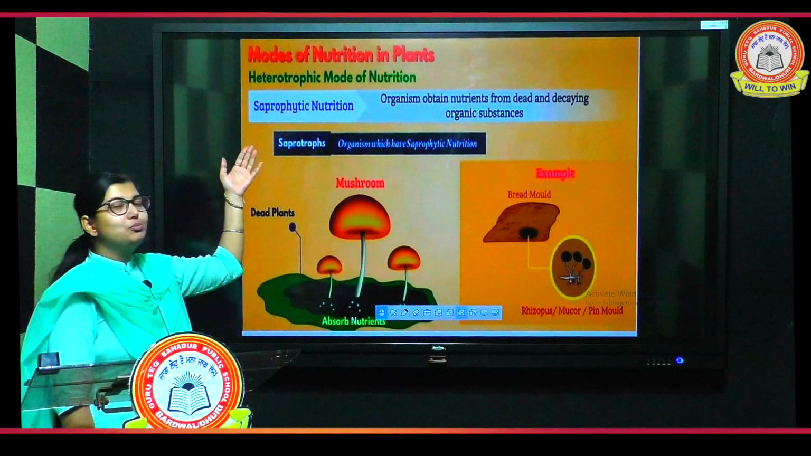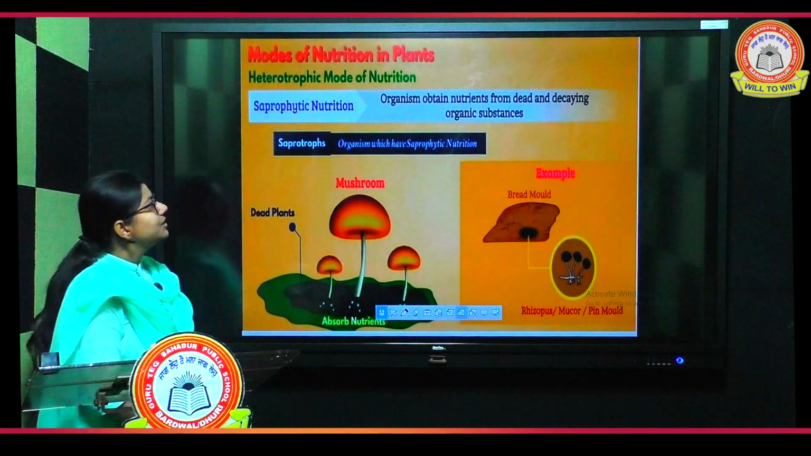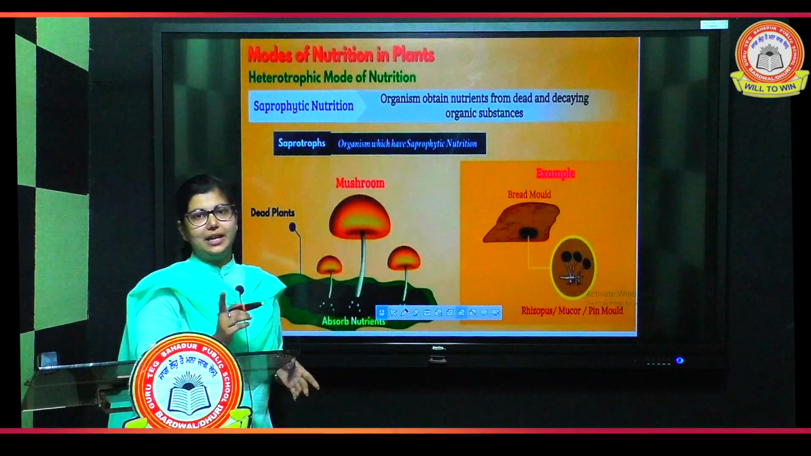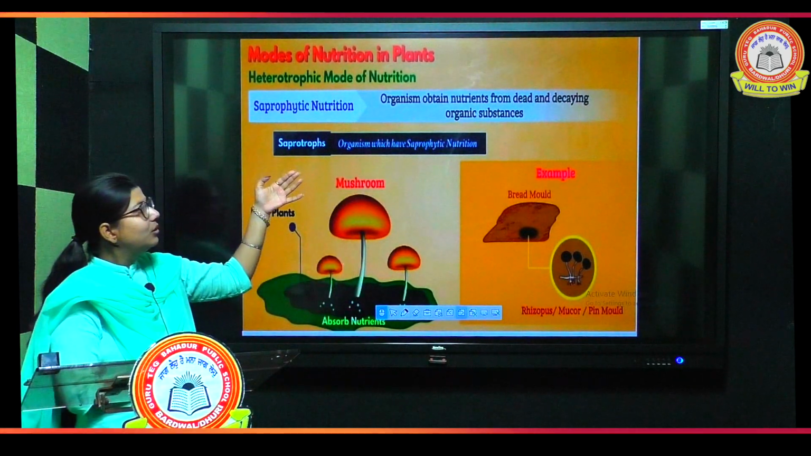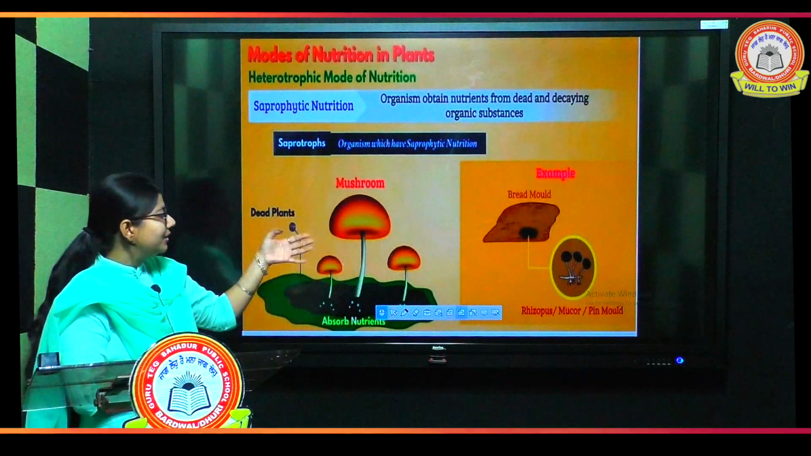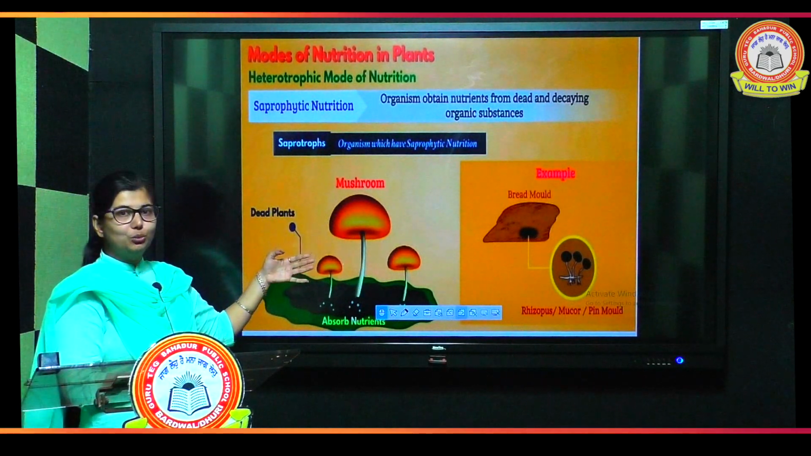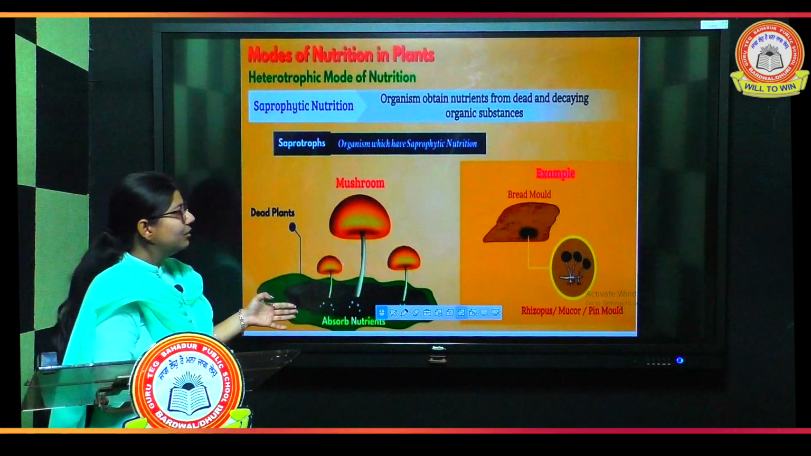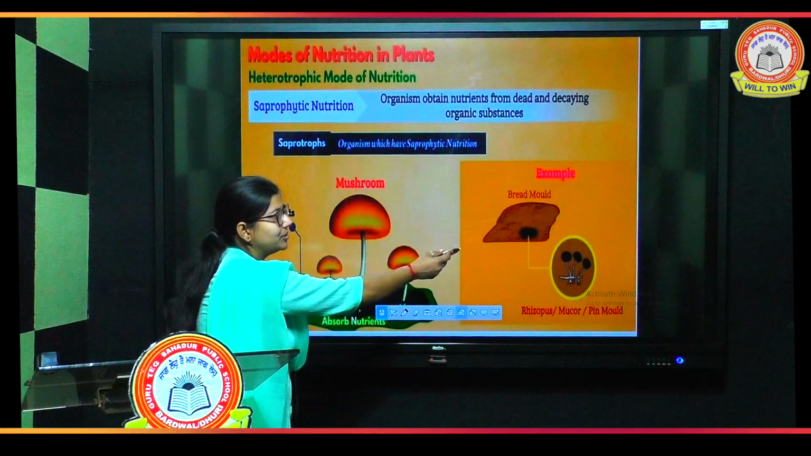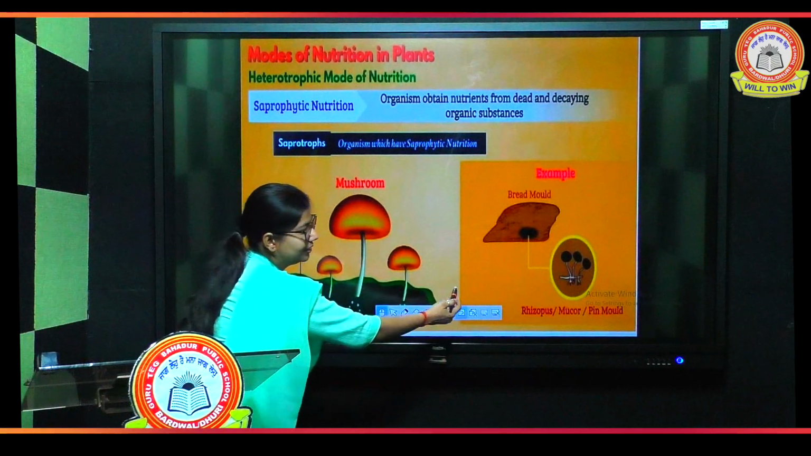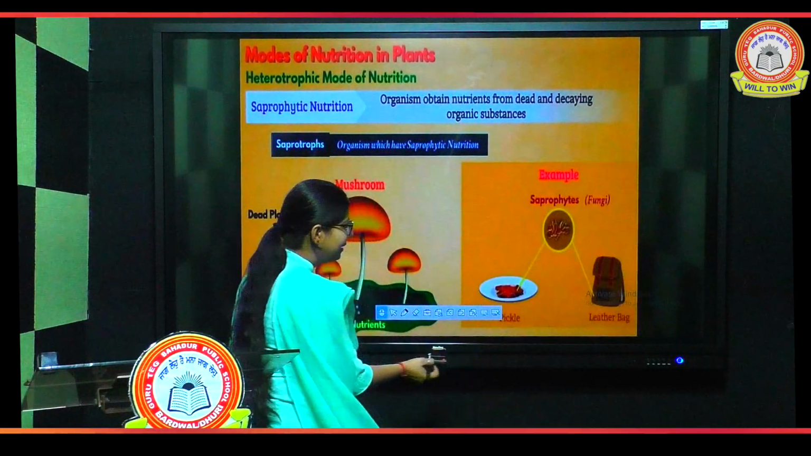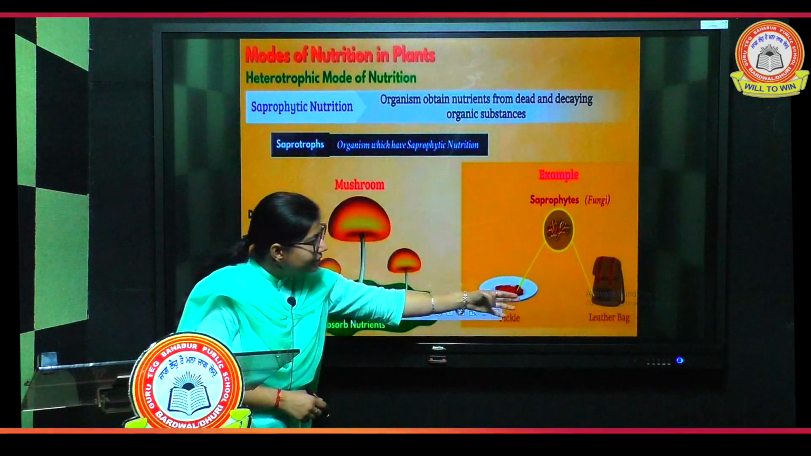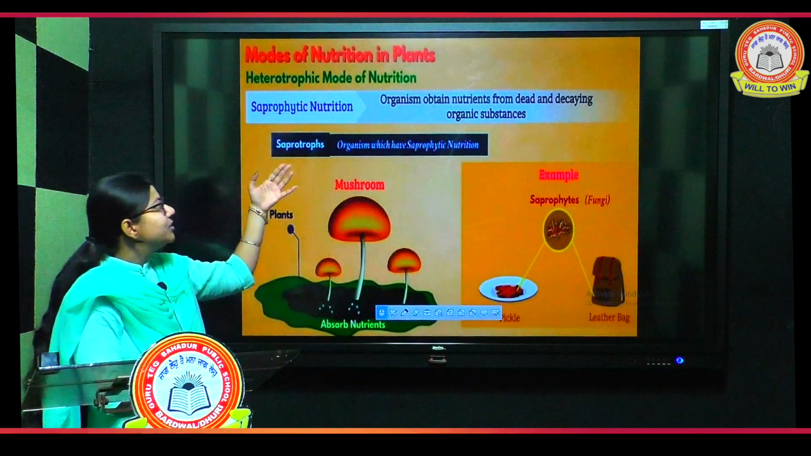now here the next mode is saprophytic nutrition. Saprophytic nutrition में क्या है? Organisms obtain nutrients from dead and decaying organisms. Now here organisms which have saprophytic nutrition, examples are mushroom. These obtain their nutrition from dead and decaying organisms. Here another examples are given. Bread mold is there, mucor is there, you can see here. Next examples, here fungi is given, leather bag. These all are the examples of saprophytes.